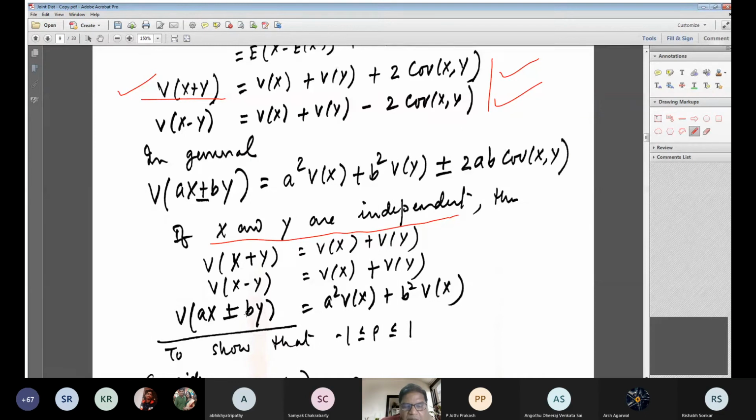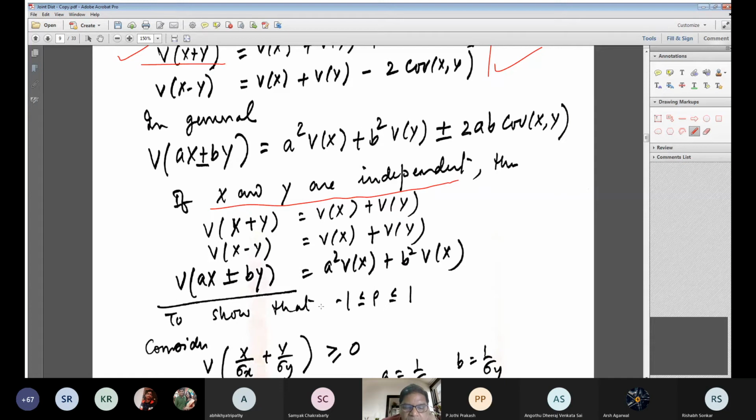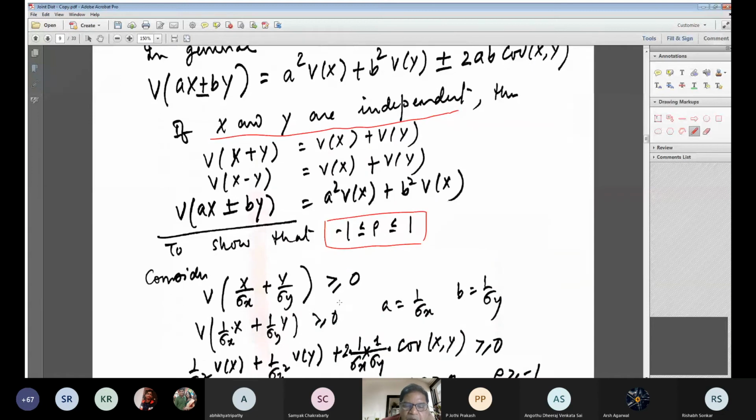And in general, the variance of ax plus or minus by is a square variance of x plus b square variance of y. So the next thing is to show that rho lies between -1 and 1. Okay, so how to show that?